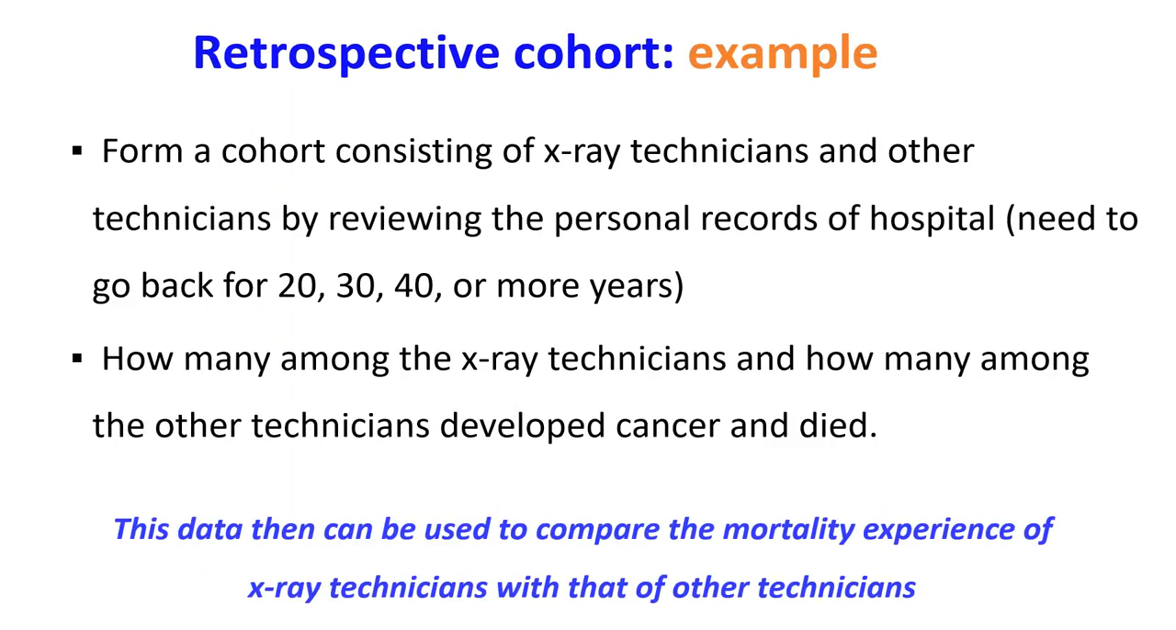Retrospective cohort study example. We form a cohort consisting of X-ray technicians and other technicians by reviewing the personnel records of the hospital. So we are actually going back to the past, 20, 30, 40 or more years. And then we see how many among the X-ray technicians and how many among the other technicians developed cancer over the period of time till now and have died. And we can use this data to compare the mortality experience of X-ray technicians with that of other technicians.